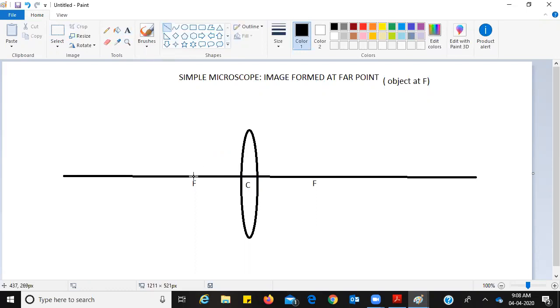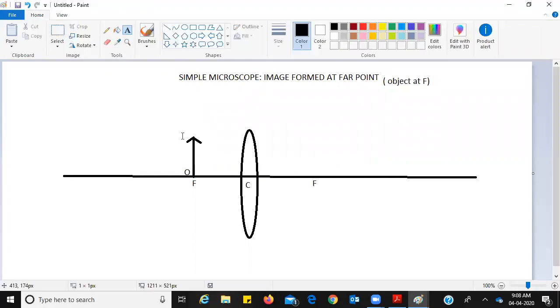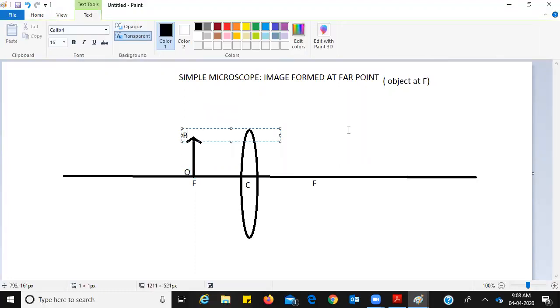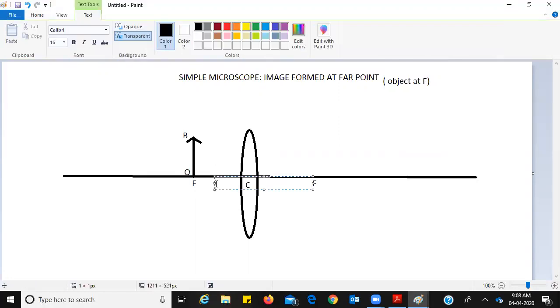The object. You can give the name OB. O is the same as point F. So C to O will be the focal length, right? Yes, C to O is the focal length. That is the object distance, that is even the focal length.